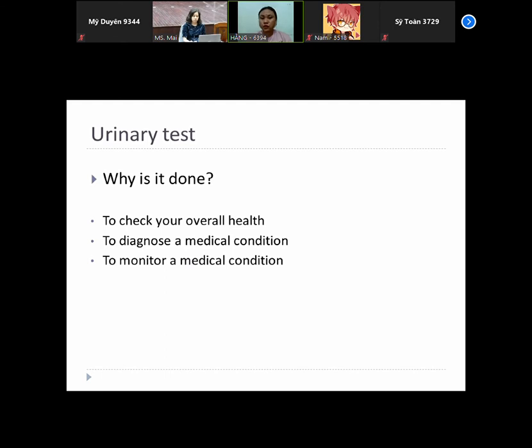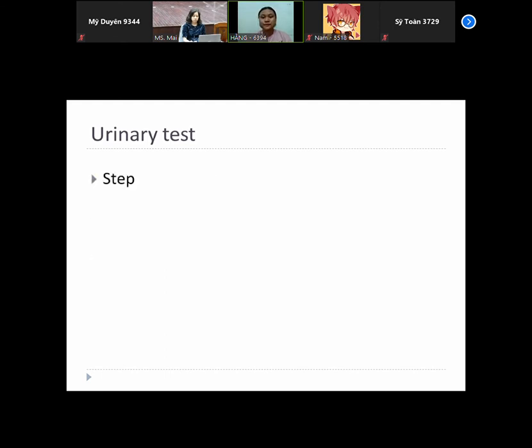So what should we do to prepare for the test? Before the test, you can eat or drink normally, and remember to tell your doctor if you take any medication, vitamin, or other supplement. To get a more accurate result, the sample may need to be collected midstream using the clean catch method.